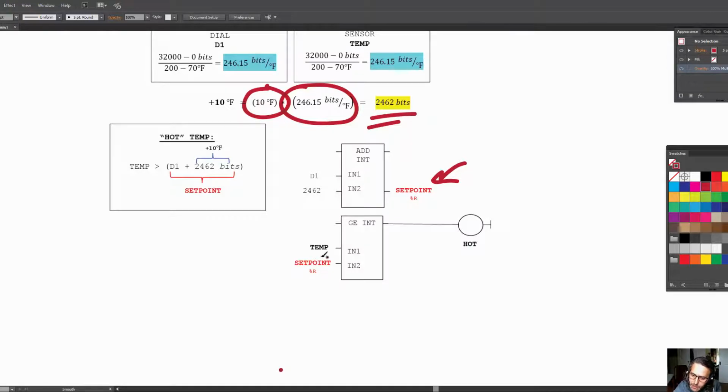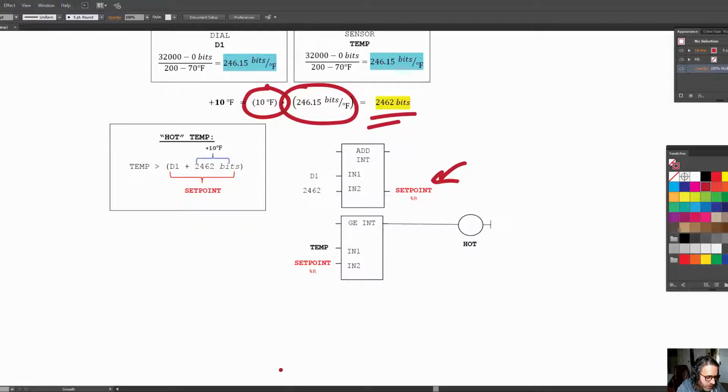And the key part here, the key strategy for analog variables, is you're using comparators to turn these into discrete variables. Is the temperature greater than or equal to the set point, which is D1 plus 10 degrees Fahrenheit? And then you get this hot coil that you actually use in the ladder. If it's on, then your temperature is hot. If it's not on, then your temperature is not hot.